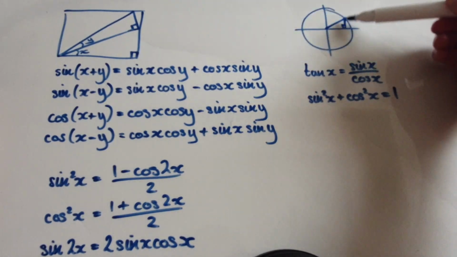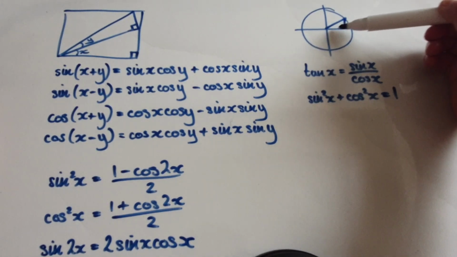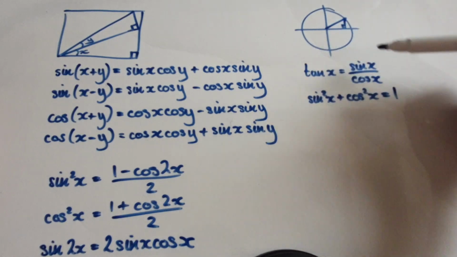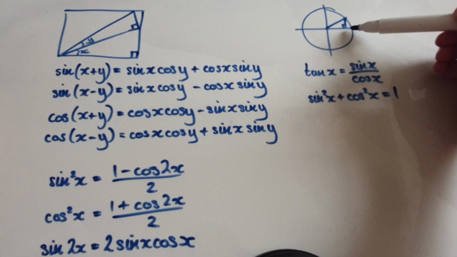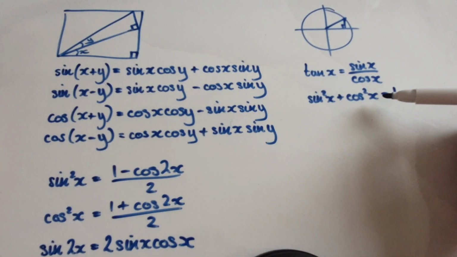Anytime you have a unit circle where the radius is 1, the height is sine, the cross here is cos, and then tan is really the height divided by the cross. And by using Pythagoras, you would get to this.